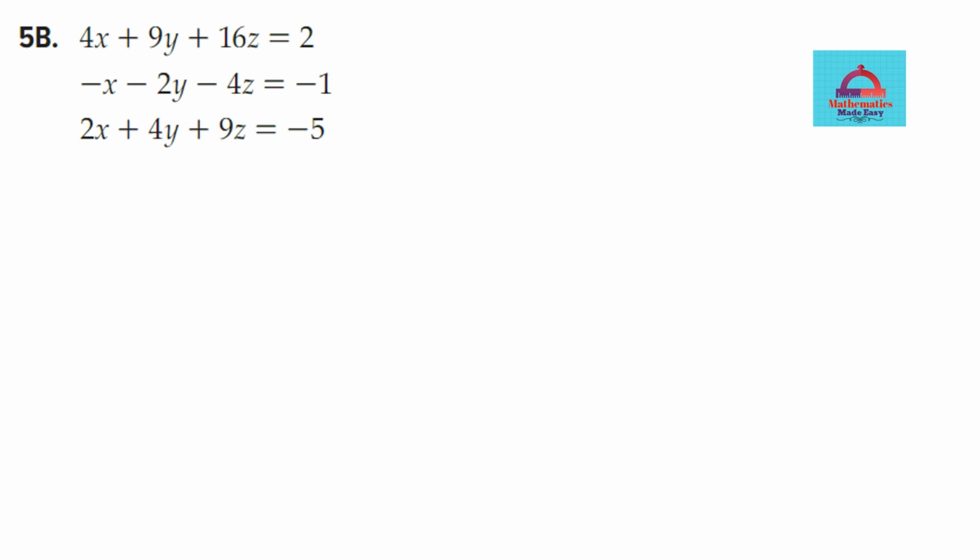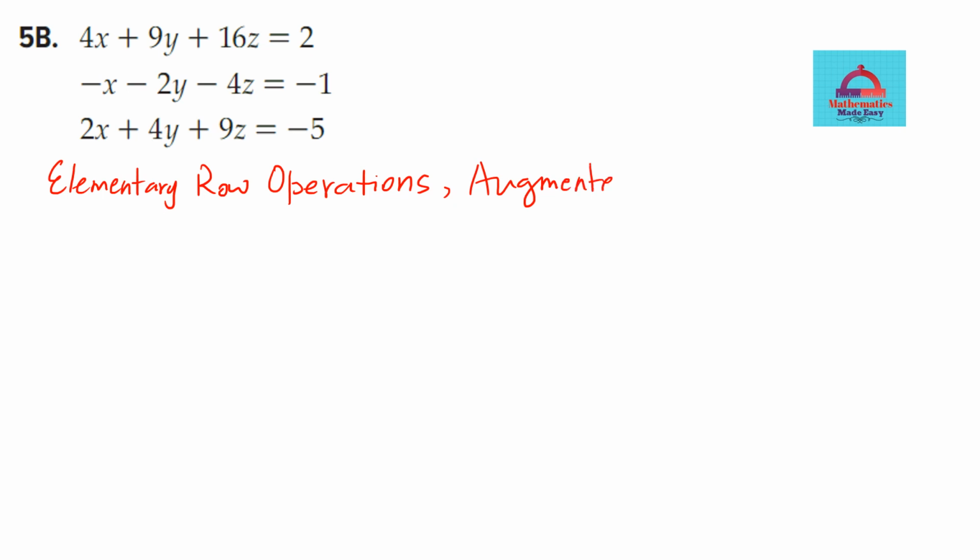So let's solve this question using Gauss-Jordan method. I'm going to show you all the steps. I want all your attention. And we are going to be solving this question by applying elementary row operations. Also, we will use the augmented matrix. So what is this augmented matrix?